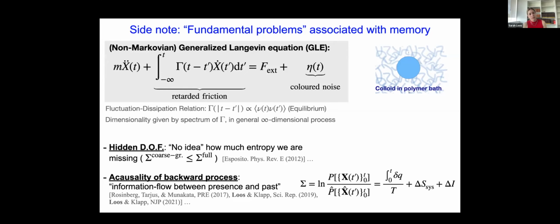Another interesting thing is that the backward process in such non-Markovian processes is actually acausal. And that's because if you reverse time, then you will have a process that depends on its own future, which is an acausal process. You can still write down a generalized second law if you want to, and incorporate information theoretical terms to account for this information flow between present and past.